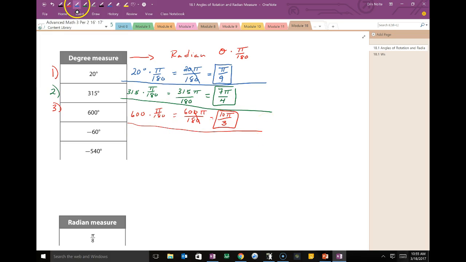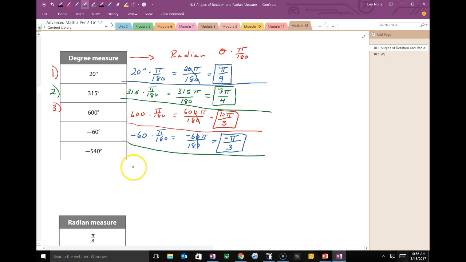Okay, so you can do the same thing with negative measures. Now there's nothing different. You keep that degree negative, so I'm going to multiply negative 60 times pi over 180. So that's going to be negative 60 pi over 180. Zeros cancel. 6 and 18 can be reduced by 6, so it's going to be negative 1, which I'm just going to write as negative 1 pi over 3. So negative 60 degrees is the same as negative pi over 3.